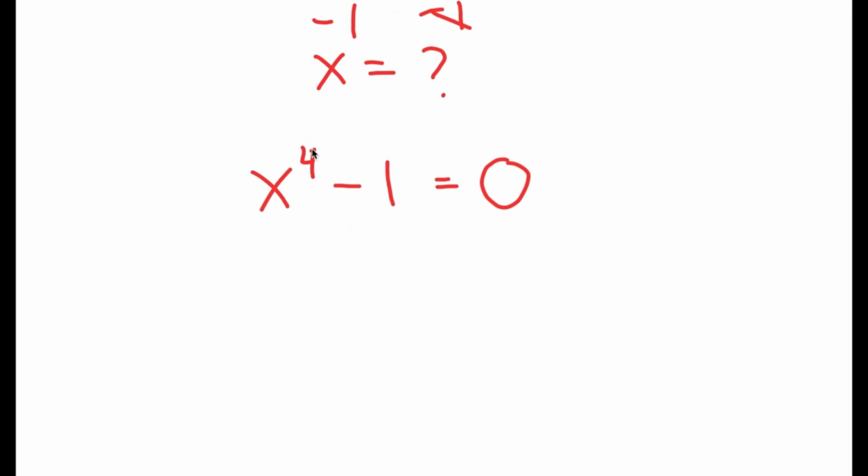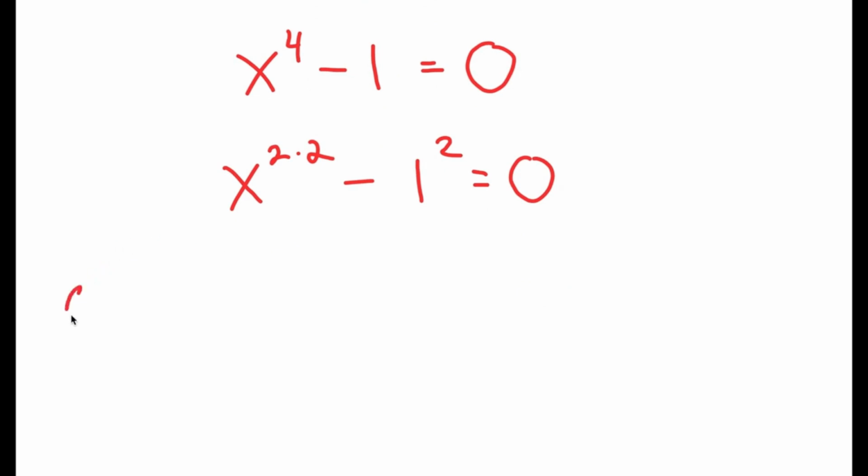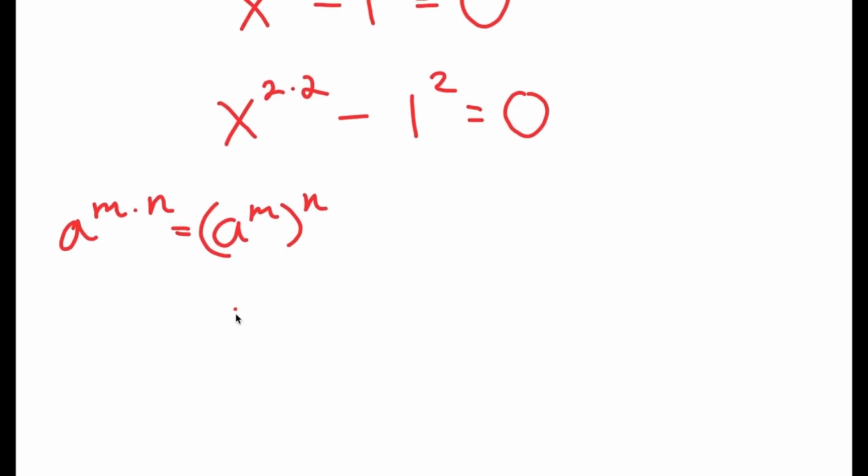Now from here, I'm going to rewrite this as x to the power of 2 times 2 minus 1 to the power of 2 is equal to 0. And the reason I did this is because now I can use the property a to the power of m times n is equal to a to the power of m to the power of n. So in this case, x to the power of 2 times 2 is equal to x to the power of 2 to the power of 2.